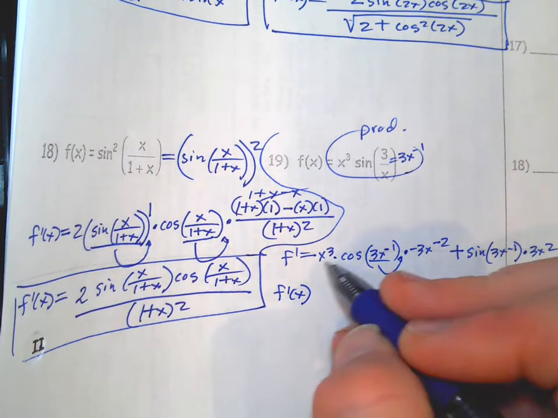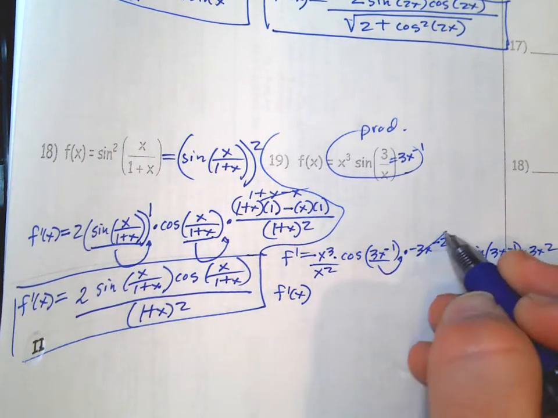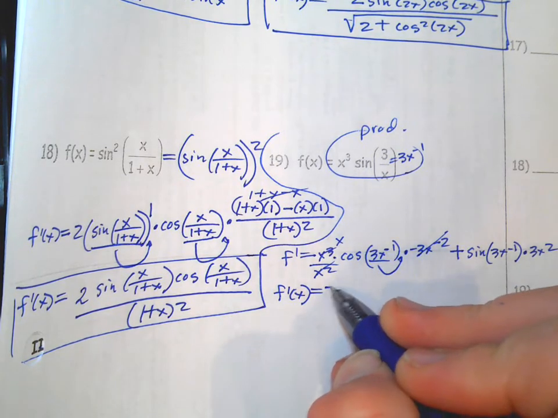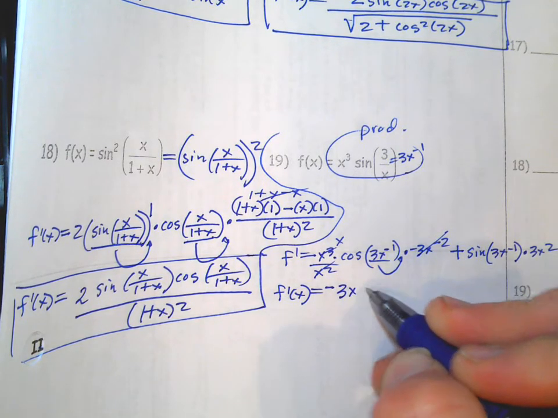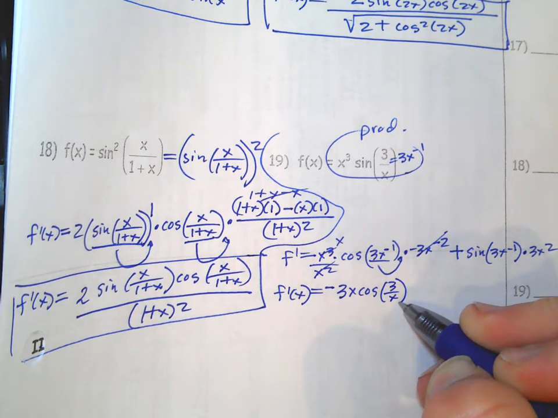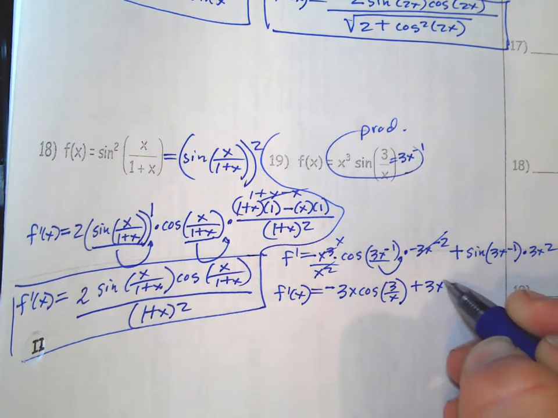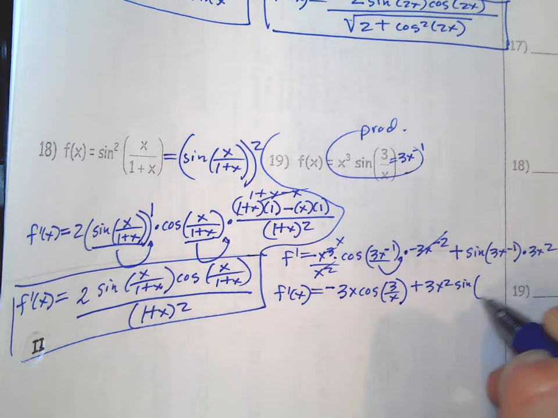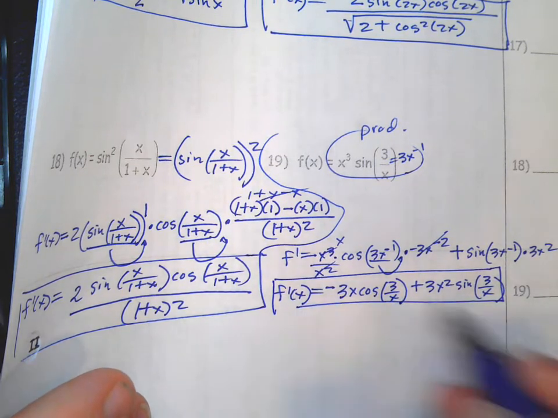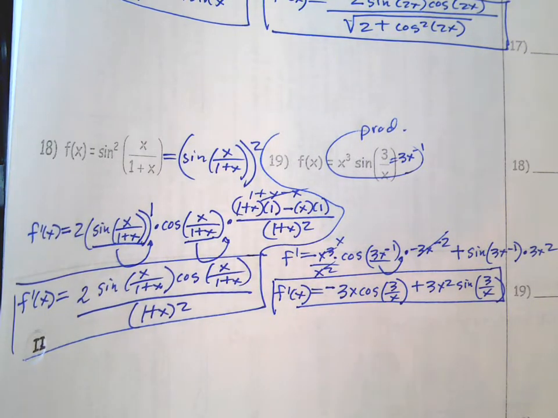These x squareds are going to end up in the bottom, and they'll reduce that. So we're going to get a negative 3x cosine of 3 over x plus 3x squared sine of 3 over x. Looks good.